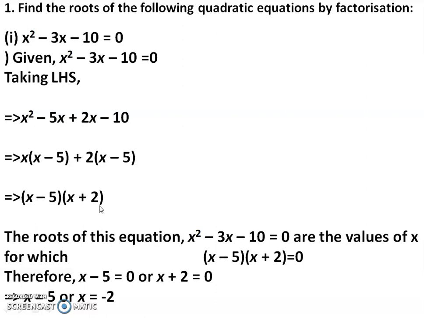How will you find the root of the equation? You will equate each of these terms to 0. x minus 5 is equal to 0 means x is equal to 5, and x plus 2 equal to 0, you will get x is equal to minus 2. Clear? So, this is the first method of factorization, that is splitting the middle term. Now, we will see what happens if your a is not equal to 1.